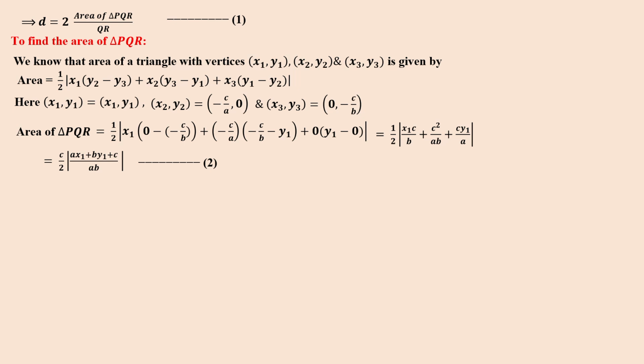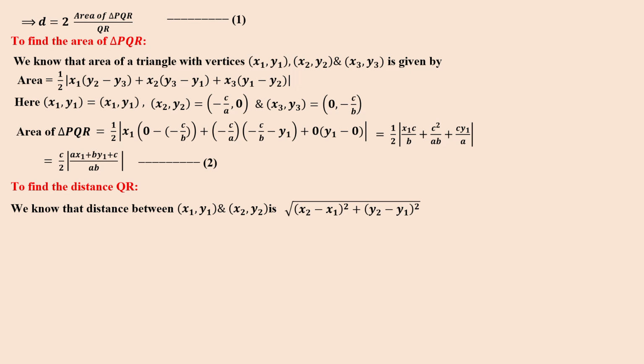Next we are going to find the length QR. So we know the distance formula. Distance between x1, y1 and x2, y2 is root of x2 minus x1 whole square plus y2 minus y1 whole square. So here Q is one point and R is another point. So Q is minus C by A, comma 0, that is x1, y1, and R is x2, y2, that is equal to 0, comma minus C by B.